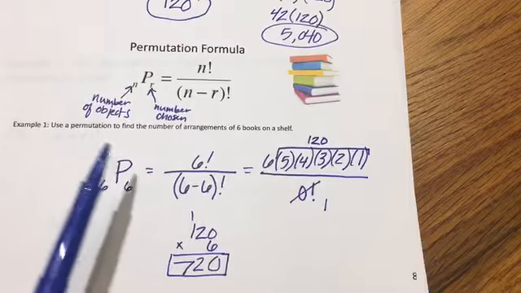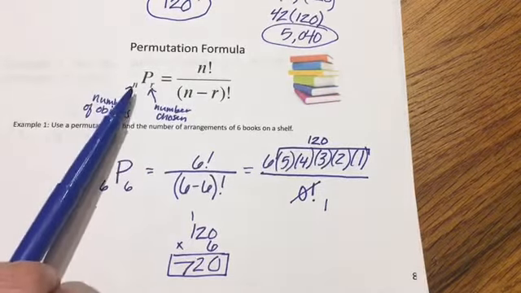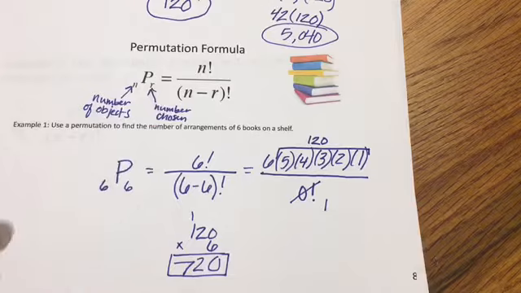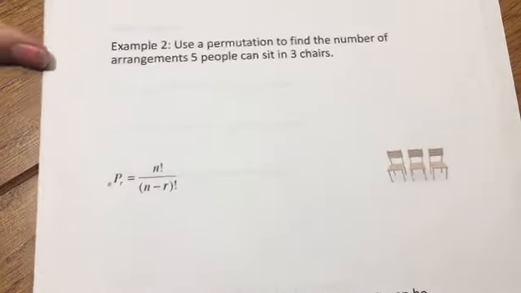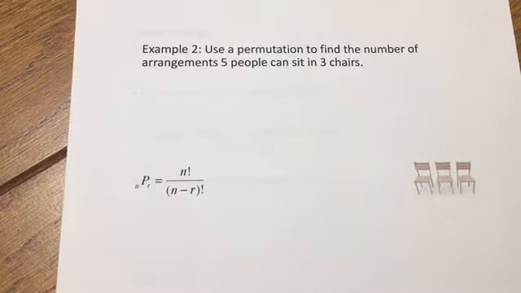So notice, number of objects represents that N, and number chosen is the R. And we're going to keep using that permutation formula. Here, example 2: use a permutation to find the number of arrangements 5 people can sit in 3 chairs. So let's say we have 5 people, but only 3 chairs. So let's say we could sit 5 students. I'm not going to pick names right now, but we could sit 3 of them in a certain way. And then we could rearrange them. And then we could switch out a student for a different one, right? So we have 5 available people and 3 chairs. How many different ways could we seat them?